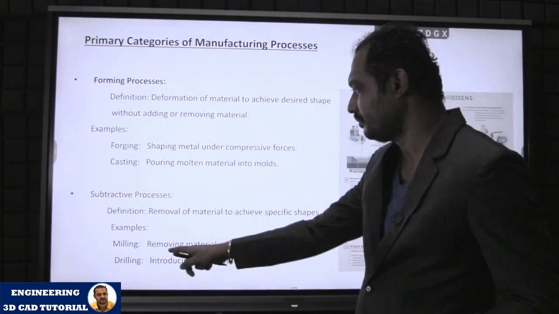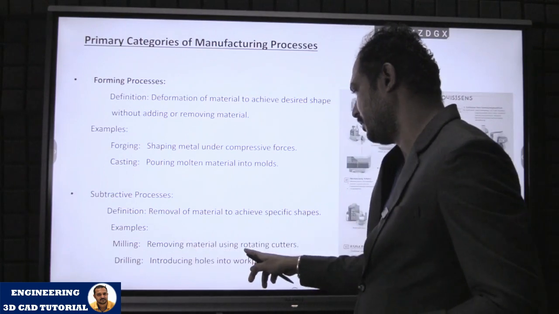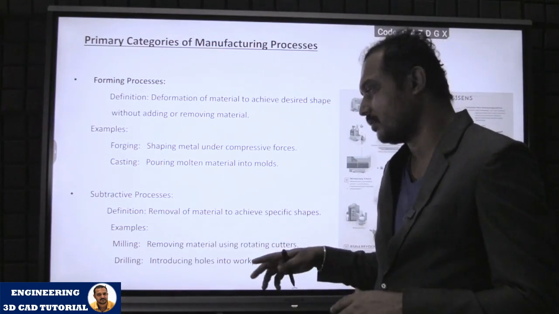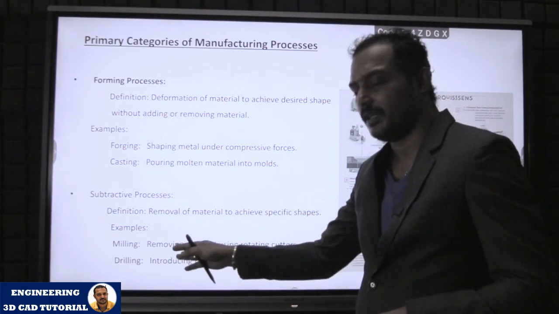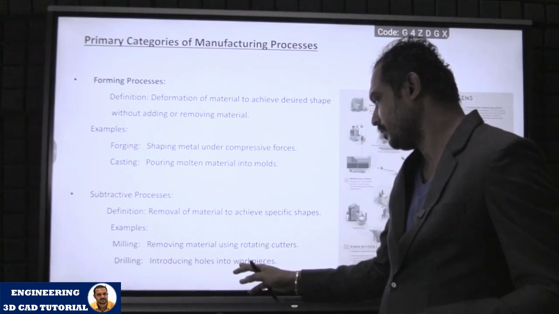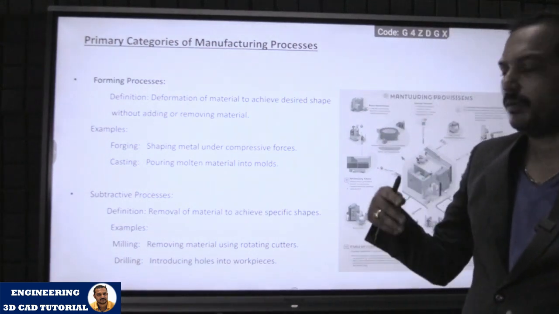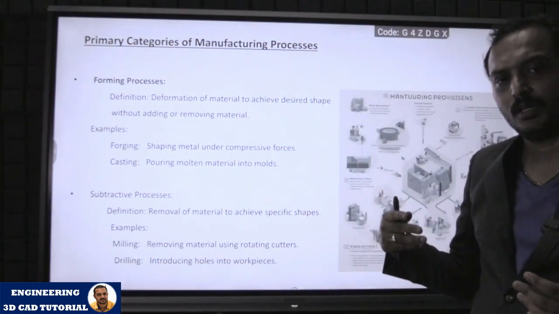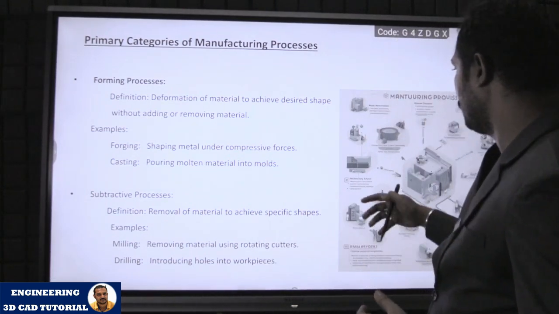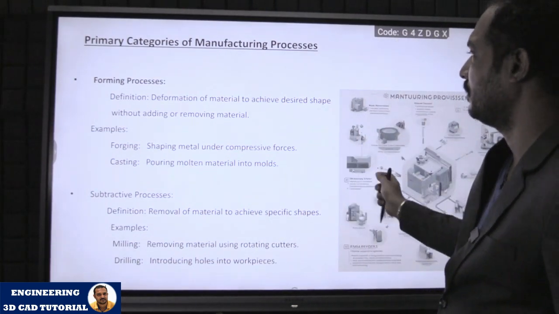So examples: removing metal with rotating cutters, milling cutters, which rotate and remove material, multi-point cutters. Drilling, so introducing holes into a workpiece, where you are making a hole in a component. Those are the different things.